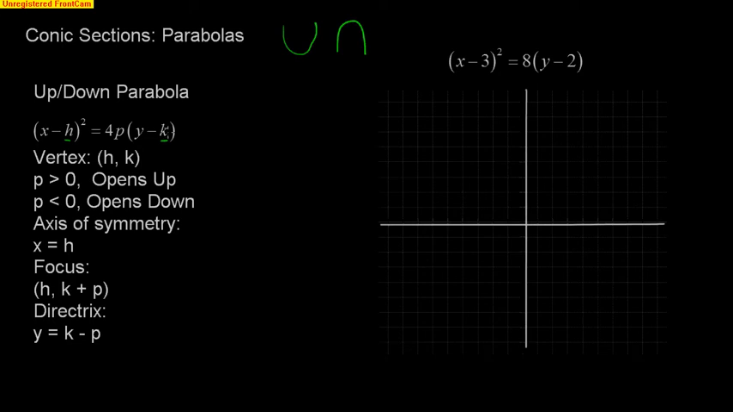So the first example we have here is above the graph here. We got x minus 3 squared equals 8 parentheses y minus 2. So the first thing we recognize is that 3 is the h and 2 is the k, because it follows this formula right here. So one of the things you notice here, it says x minus h, and we have x minus 3, so 3 is the h.